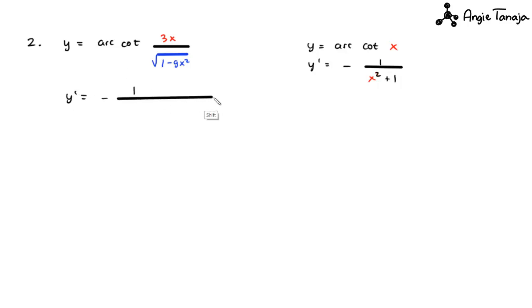Negative 1 over, this is the x squared, so our x squared will be 9x squared over 1 minus 9x squared, plus 1, and then times it with the derivative of this. And the derivative of this is u over v. So we're going to apply the quotient rule. So then it becomes u prime v minus u v prime.